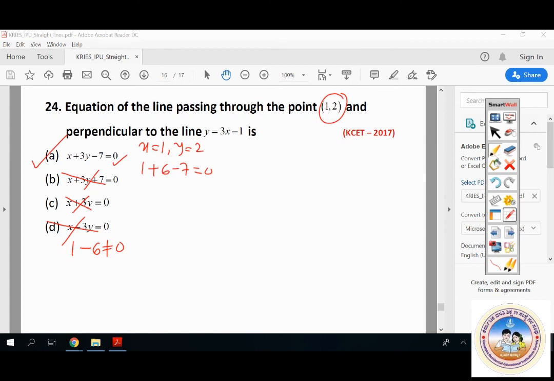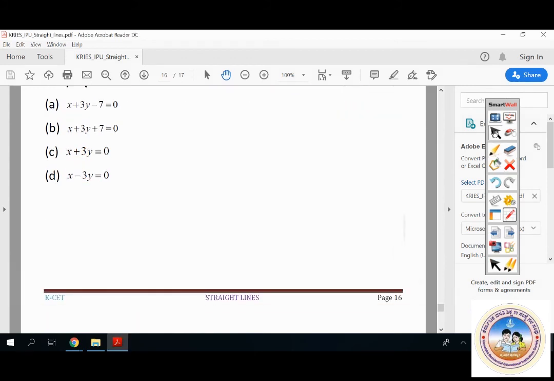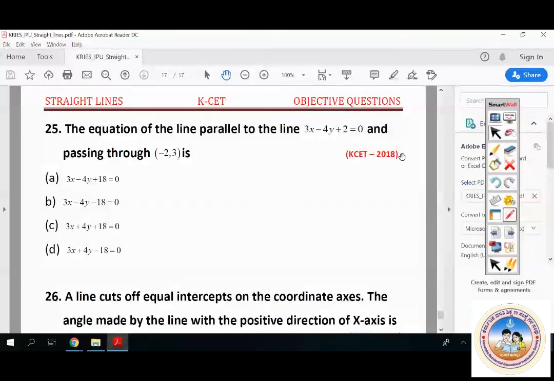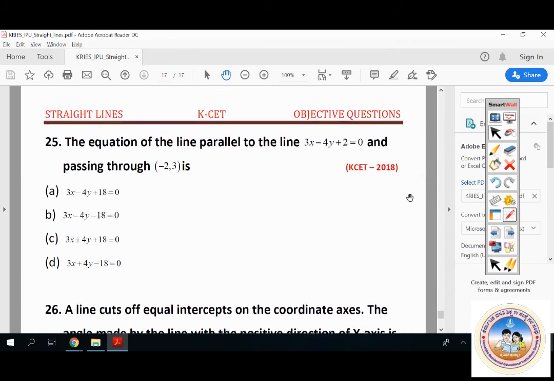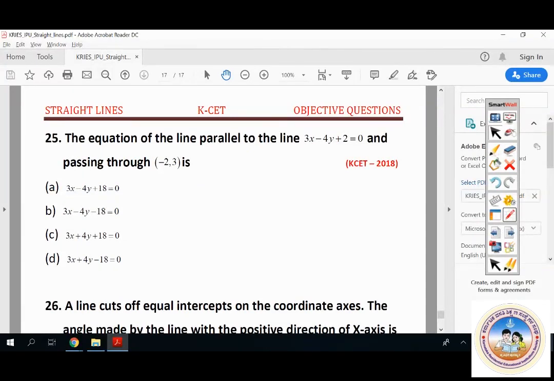Now we'll go for question number 25. 25ನೇ ಪ್ರಶ್ನೆ ಏನಿದೆ ನೋಡಿ. Equation of the line parallel to the line 3x minus 4y plus 2 is equal to 0. Line parallel to another line 3x minus 4y plus 2 is equal to 0 and passing through the point minus 2, 3 ಅಂತ ಇದೆ. ಮತ್ತೆ ನೀವೇನ್ ಮಾಡ್ಕೊಳ್ಬೇಕು, ಆ ಲೈನ್ ಇಸ್ ಪಾಸಿಂಗ್ ಥ್ರೂ ಒನ್ ಪಾಯಿಂಟ್ 2018 ಅಲ್ಲಿ ಕೊಟ್ಟಿದ್ದಾರೆ ನೋಡಿ. ದಿಸ್ ಇಸ್ ಅಗೈನ್ ವೆರಿ ಈಸಿ ಟು ಸಾಲ್ವ್. ಲೈನ್ ಇಸ್ ಪಾಸಿಂಗ್ ಥ್ರೂ minus 2, 3.